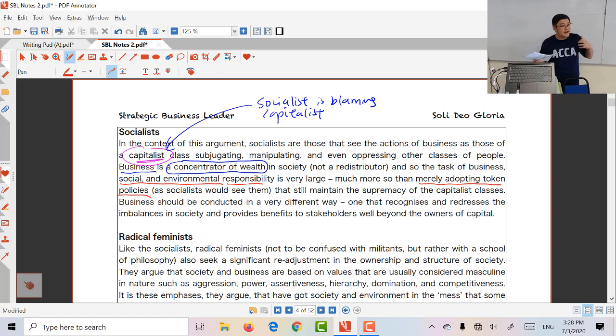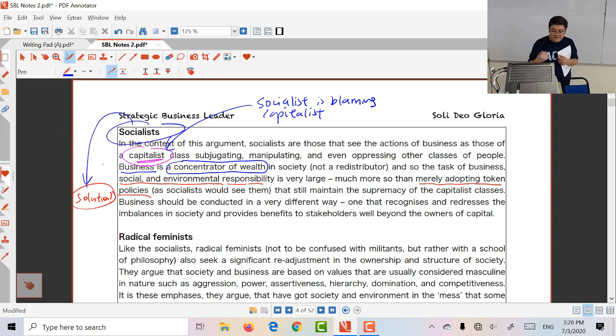Can you see? But they are doing that as part of what? Now, I see that as a token policy. So a lot of the things that you do are not really sincere. Basically, that's their argument. That's the criticism. So what is the solution?